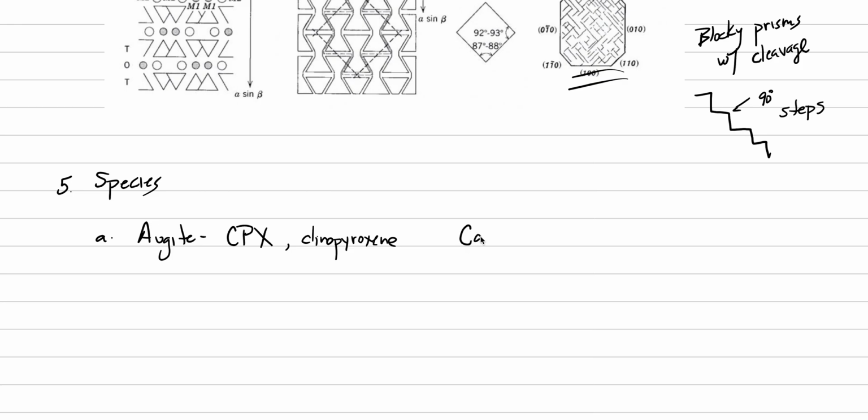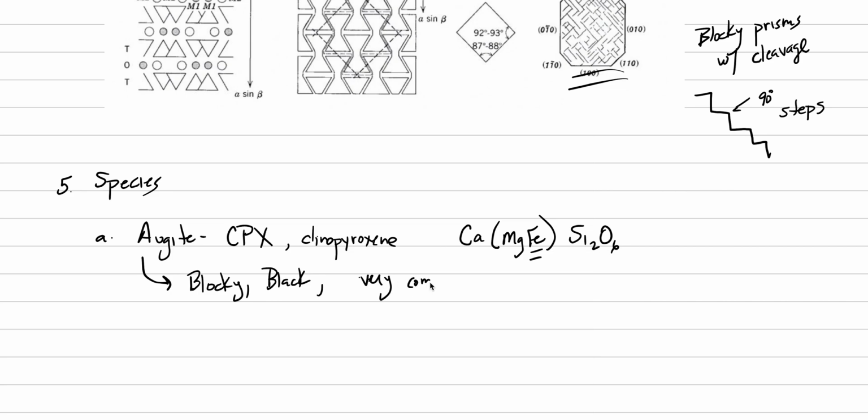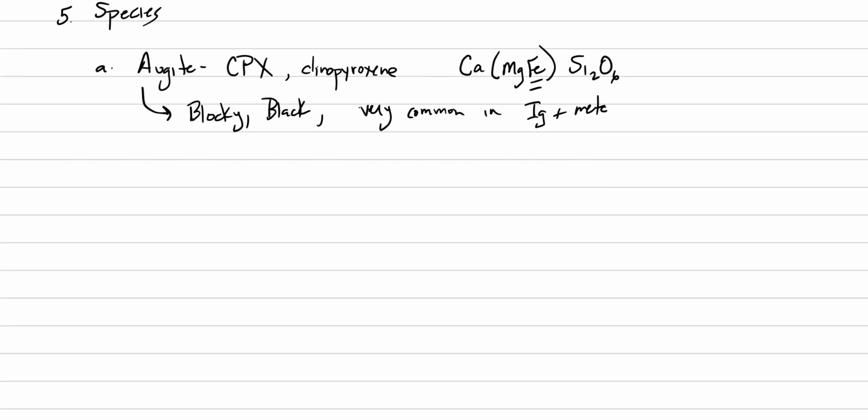The chemical formula for augite is CaMgFe in a solid solution, Si2O6. And almost all the criteria we discussed earlier about the pyroxenes applies. It's a blocky prismatic crystal with 90 degree cleavages, and this one tends to be black because the iron makes it so. And in terms of its geologic occurrence, it is a very common, we're going to put that down, very common rock forming mineral in igneous and metamorphic rocks.